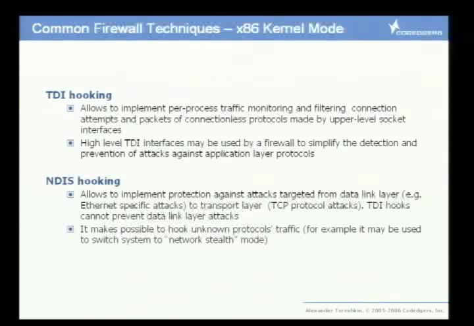All common firewalls hook TDI and NDIS now. They hook TDI to get the process name or the context of the process which tries to get network communication. And they hook NDIS in the hope to protect from rootkits or to protect from attacks targeted from the data link layer to the transport layer, because TDI hooks cannot prevent data link layer attacks.